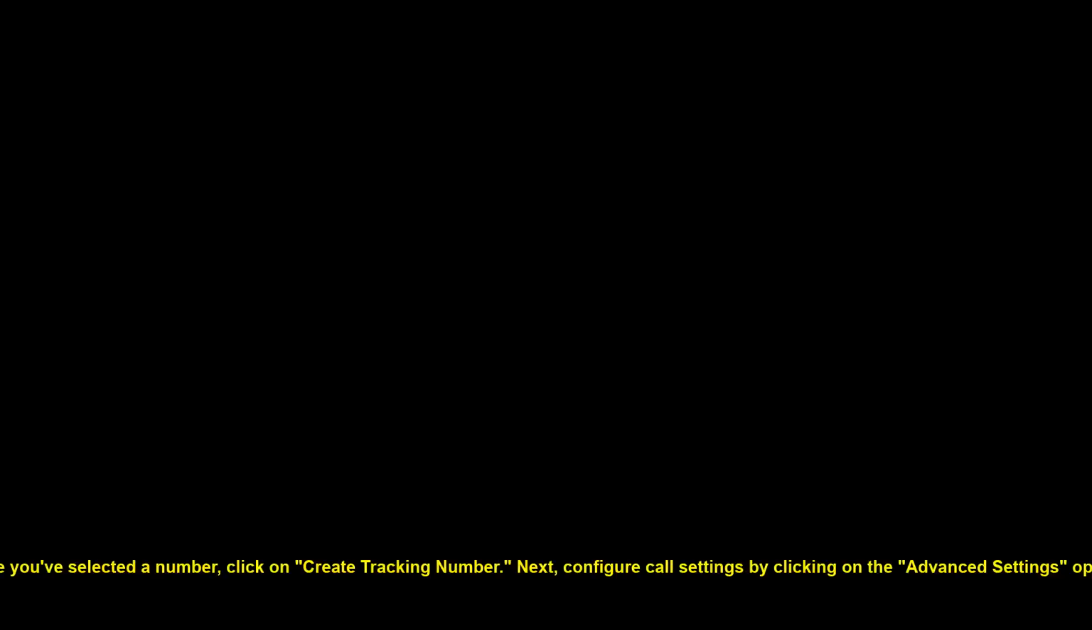CallRail will now provide a list of available numbers. Browse the list and choose a number that suits your needs. Once you've selected a number, click on Create Tracking Number.